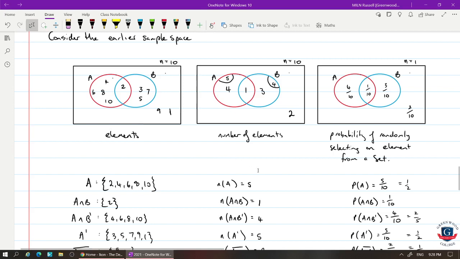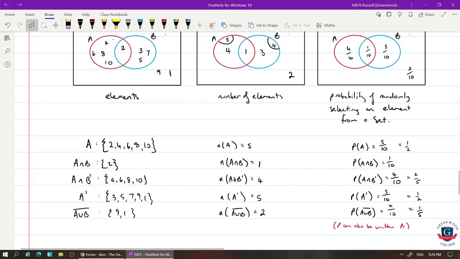If we're looking at number of elements, there's 5 elements in the A circle. Got that in the table here as a summary. In the intersection, there's 1 element. In A only, there's 4 elements. In not A, there's 5 elements. And in not B, there's 6 elements. And not in the union, there are 2 elements.